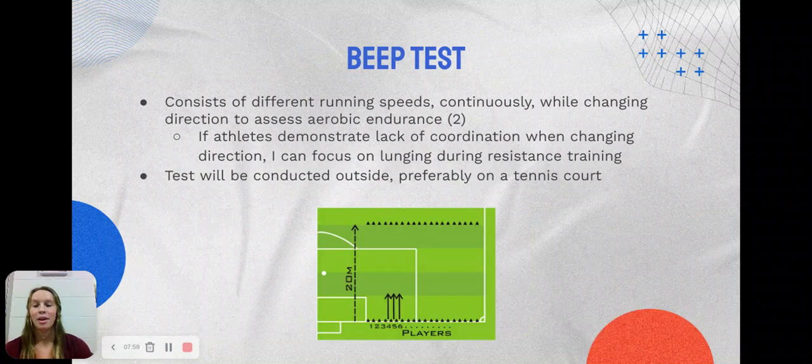Finally, I'll do the beep test, which is a popular aerobic endurance test where the speed continuously gets faster and they're running as far as they can until they can't keep up with the beeps anymore. This is a 20-meter test shown below. And if athletes demonstrate lack of coordination, for example, they're not able to change direction as efficiently, or they're not able to just be agile, then I can add more lunges into the resistance program.